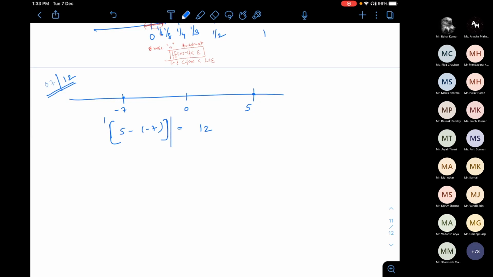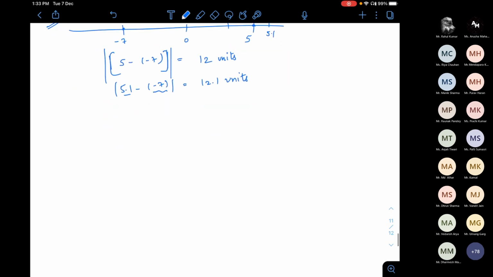But it will be in terms of integers, no? Why integers? Let's suppose I am taking here 5.1. Then how far is 5.1 from minus 7? 12.1. That is 5.1 minus minus 7. That's how we are doing it: first term minus the second term.